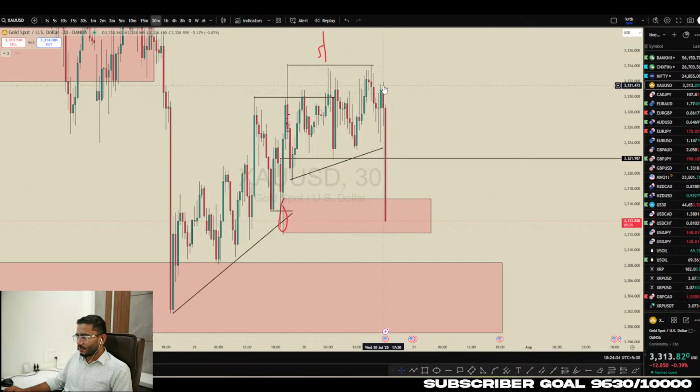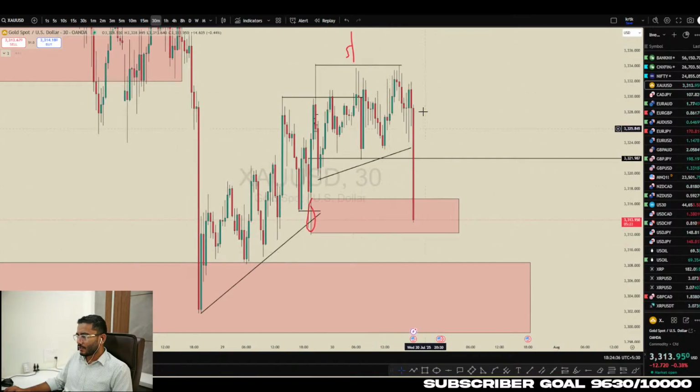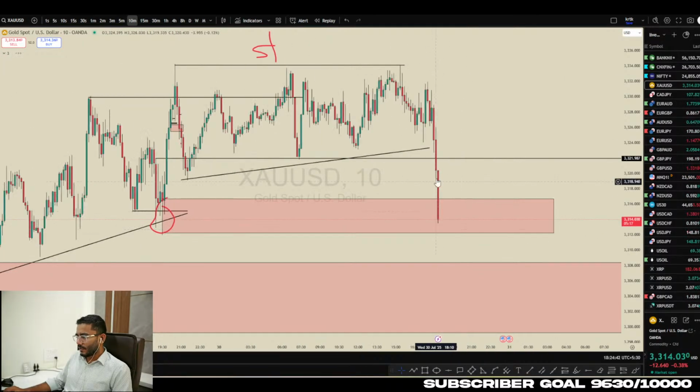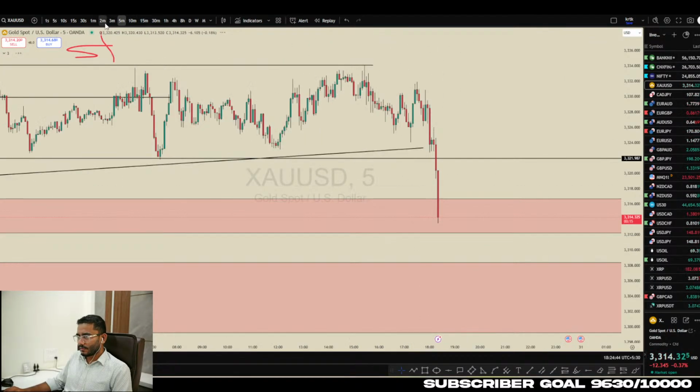Right now we can see gold is pushing to the downside, right? We want price to stop at this order block. Then only we look for another entry.